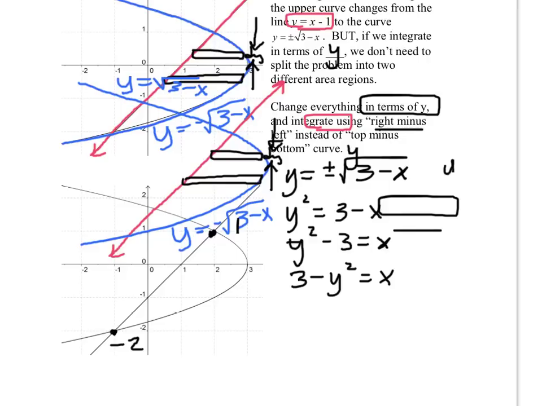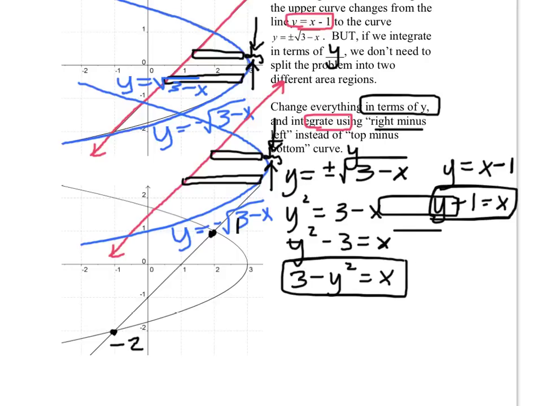And the second function that we had was y equals x minus 1, so that just means that y plus 1 equals x. So now we have two functions that are in terms of y, and we can identify the right part of the shaded region.